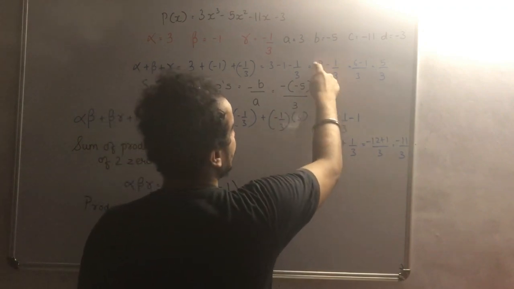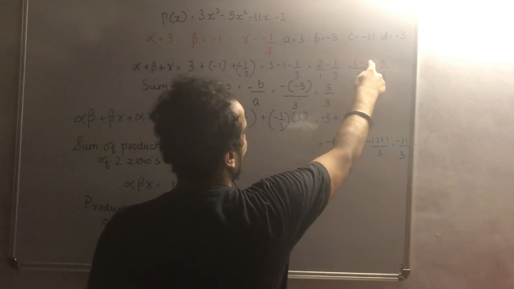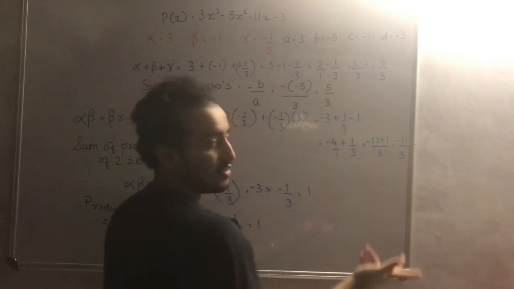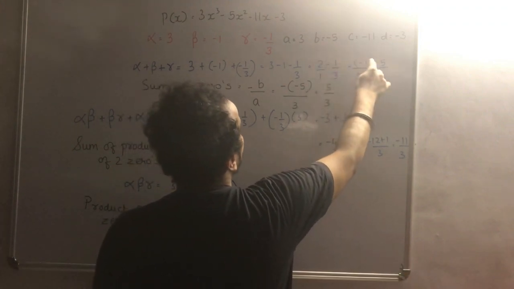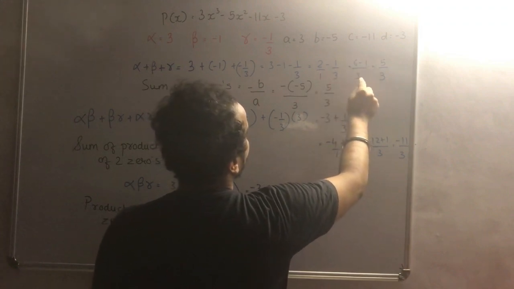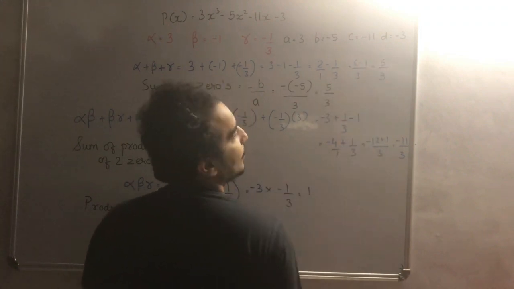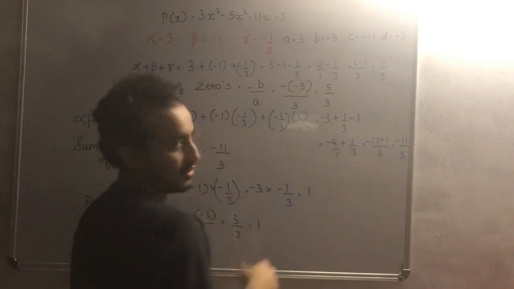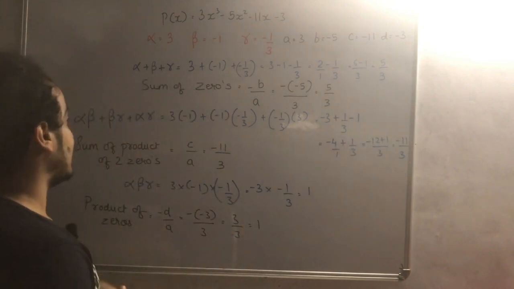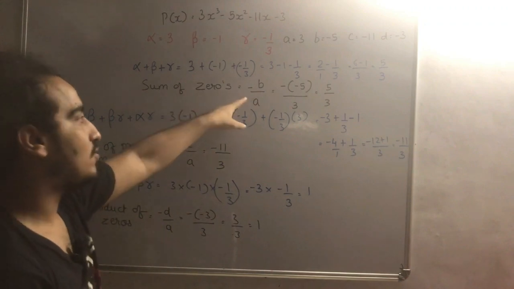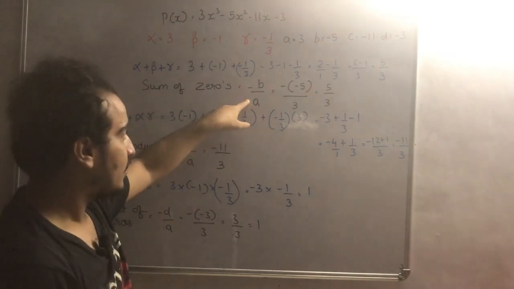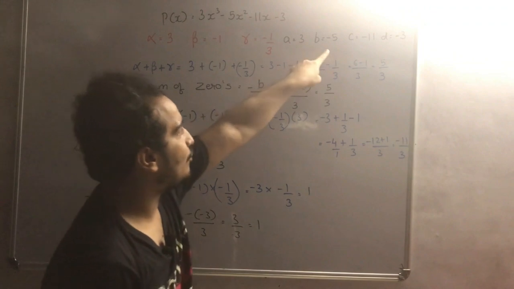Okay, so 3 twos are 6, 1 into 1, 1, 3 ones are 3. This is the method of cross multiplication. 6 minus 1, 5. 3 will remain as it is. So the answer is 5 by 3. Now we take the formulas of the coefficients. Sum of zeros equals minus b by a. Okay, so minus b by a. So what is the value of b? Minus 5.